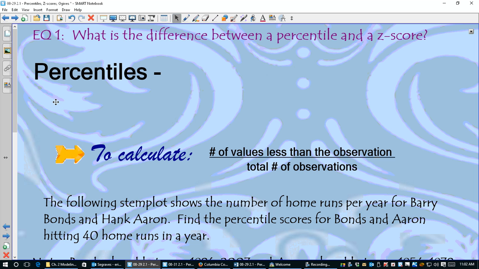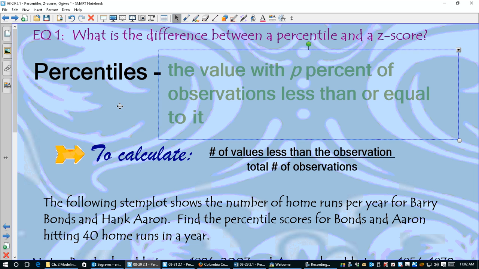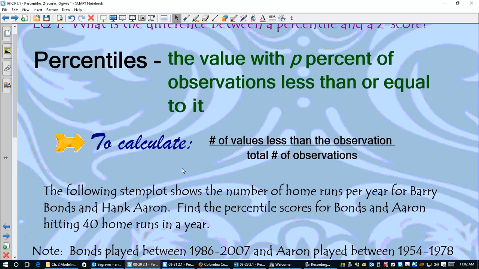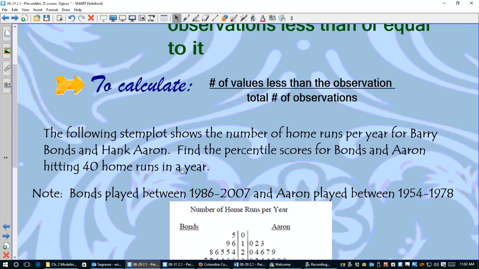I know we've mentioned them before, especially when we talked about box plots, but specifically, a percentile is the value that has p% of observations less than or equal to it. So if I know a value in a distribution, its percentile is the percentage of values that are equal to or less than that value in the distribution. To calculate that, you count up the numbers in your distribution that are less than that particular observation, and you divide by the total number of observations. It's a pretty simple calculation. So let's start by calculating percentiles.